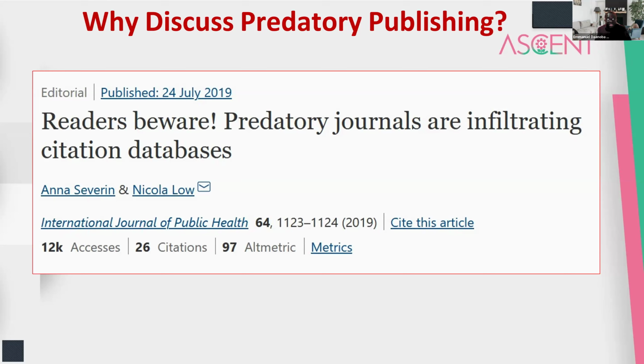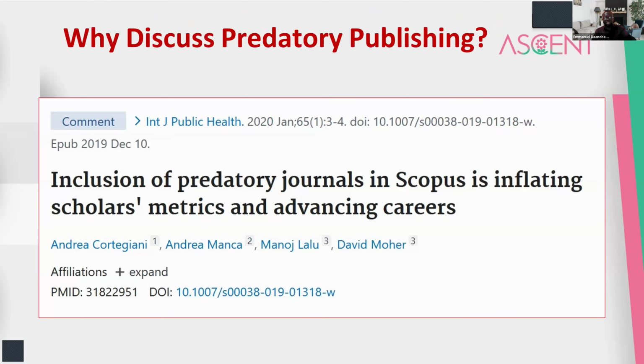Readers beware: predatory journals are infiltrating citation databases. This was published in the International Journal of Public Health. You can go and read it. Then another one: inclusion of predatory journals in Scopus is inflating scholars' metrics and advancing careers. When you send a manuscript to predatory journals, it easily gets accepted. So you will see a particular scientist who has 1,000 papers, but more than 90% are predatory, and that scientist is priding himself as a very good scientist.